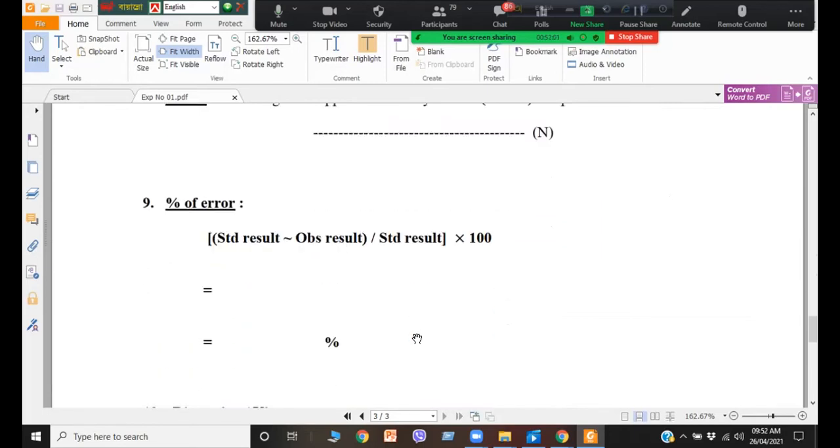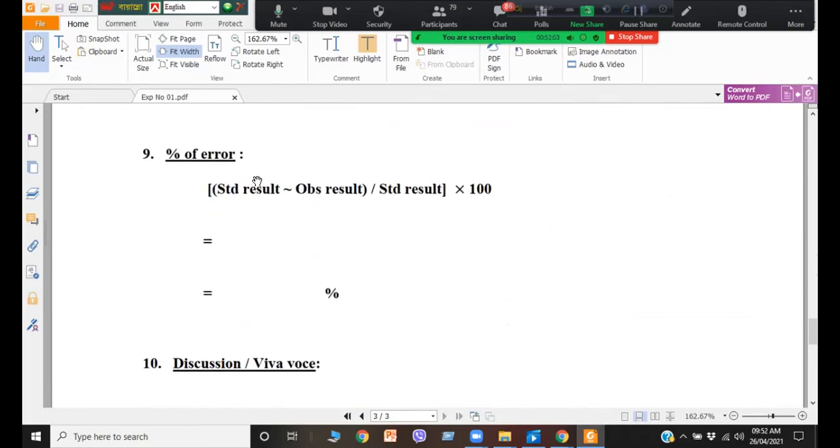This is the percent of error. This standard result I will provide you. This standard result, and the result you will get from your calculation, that is the observed result, and from this you will get the error.